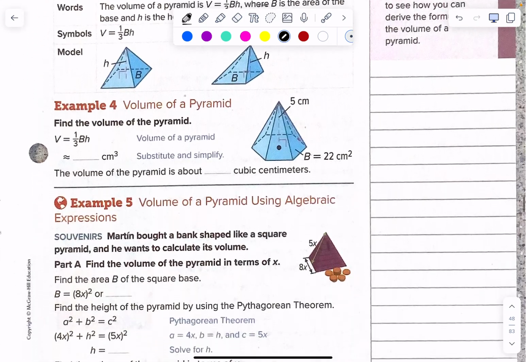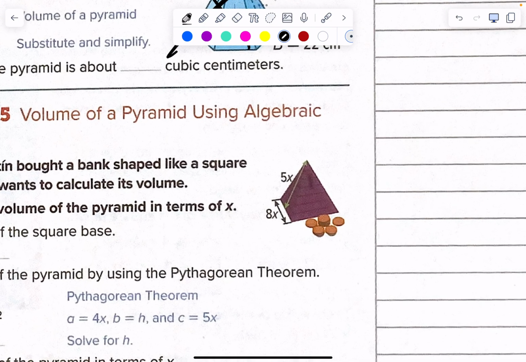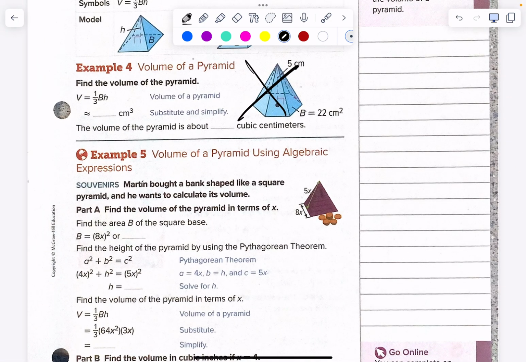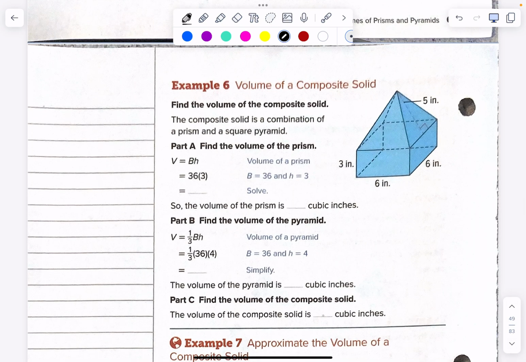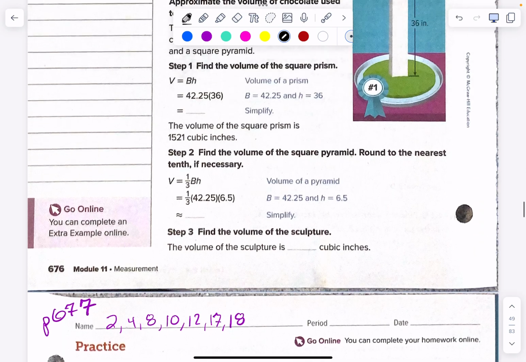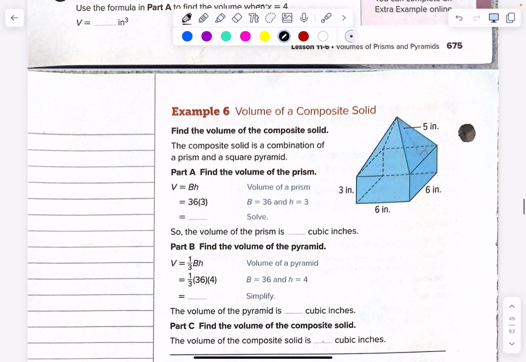Oh, wait, pyramid. I don't want to do pyramid. Let's go to example 5. Find the volume of the pyramid in terms of blah, blah, blah. I don't want to do that. Let's do example 6, last one. Oh, maybe example 7. We'll do 6 and 7, and then we'll be done.